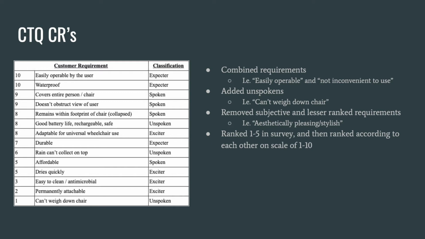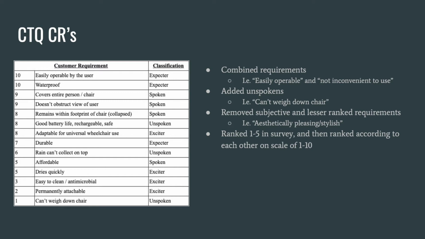And then we have some more spoken customer requirements, stuff that they voiced as a concern, and we voiced it throughout the process to figure out, is this something they would want? This includes covering the entire person and the chair, and not obstructing the view of the user. Not everything we originally thought of, but stuff that was brought to our attention.